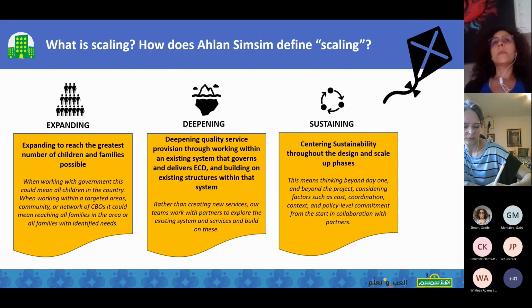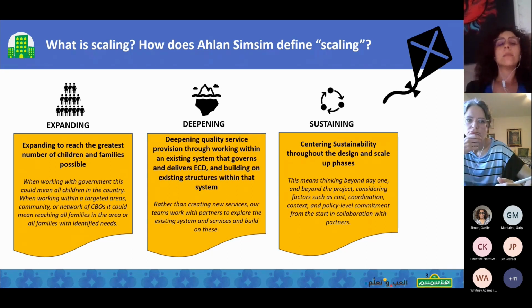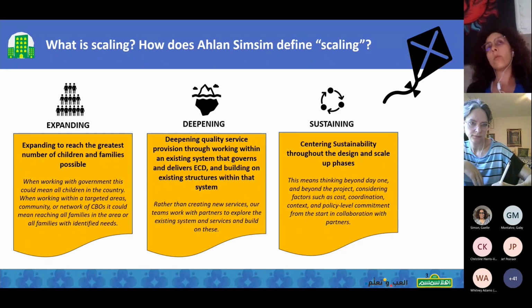We have adopted a definition for scaling. I know there are several definitions that have been discussed. One of them is scaling a model. For us, we have been partnering with the Center for Universal Education. We adopted the definition that talks about expanding, deepening, and sustaining impact. For us, as Ahlan Simsim, we went deep dive into these three terms. So far, this is where we are.